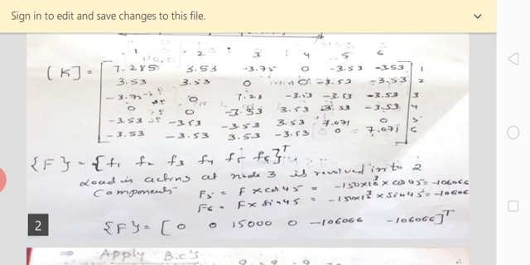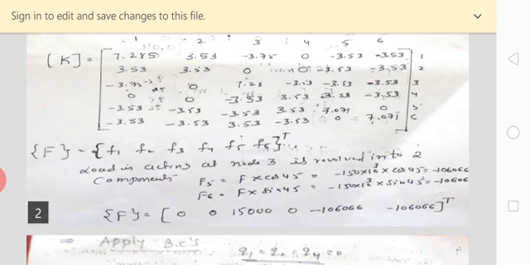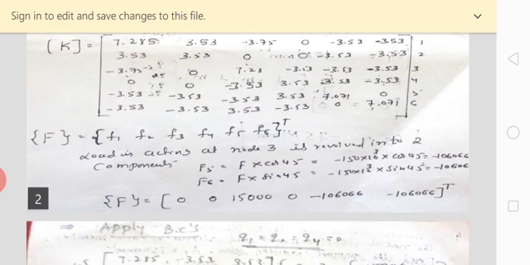Just to observe here, the load is acting at node 3 and is resolved into two components: f5 along the x-axis, f into cos 45, with a negative value because it is acting in the downward direction. If you compute it, you are going to get 1,06,066 Newton for both f5 and f6, with negative value.